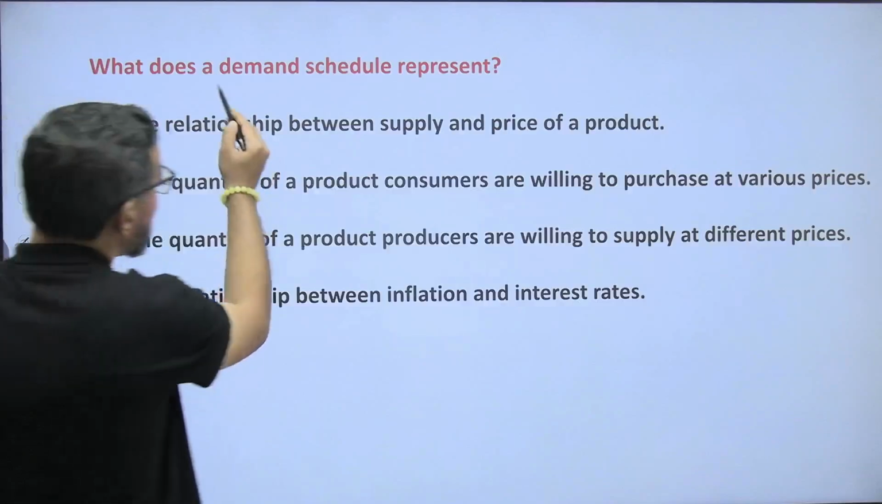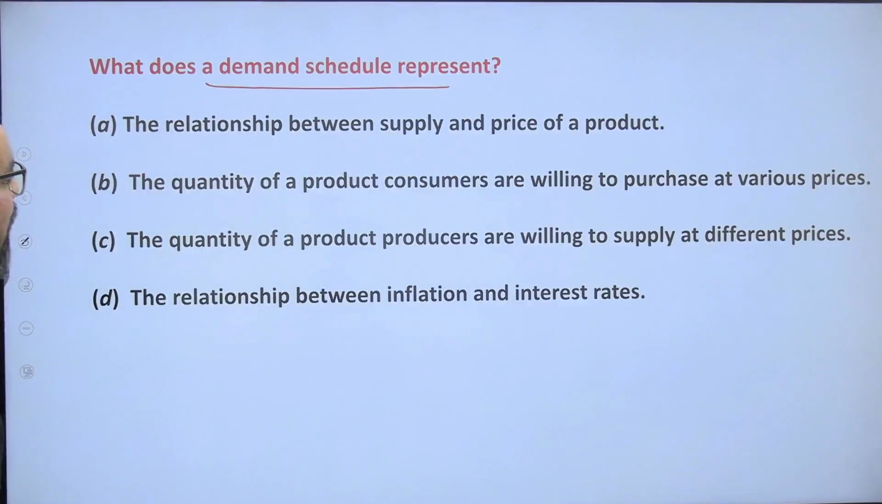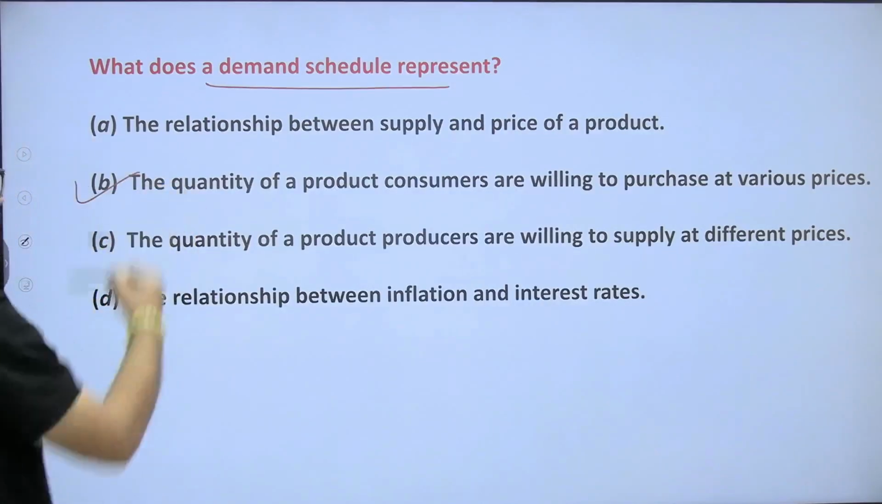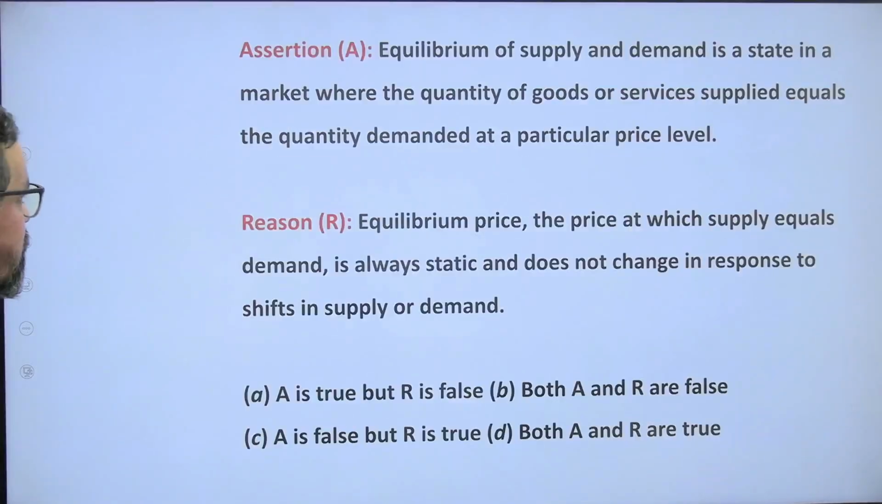What does demand schedule represent? A relationship between supply? No. The quantity of a product consumers are willing to purchase at various prices. Quantity of product producers are willing to sell. Okay. So option B will be the right answer. Very simple one. Next one.